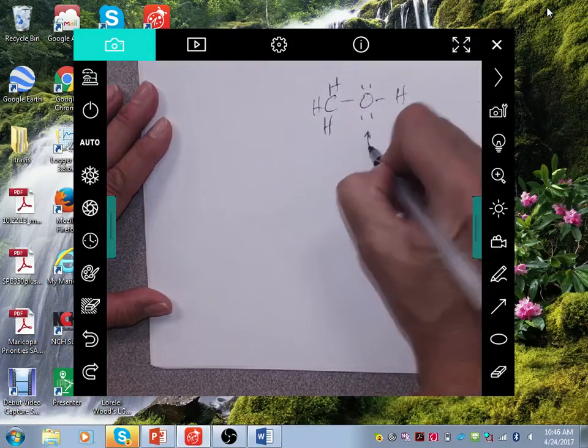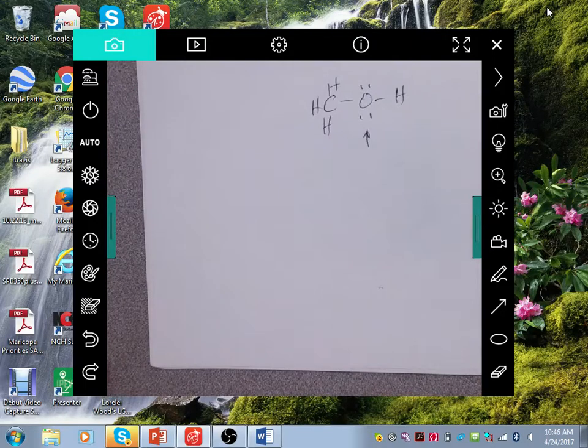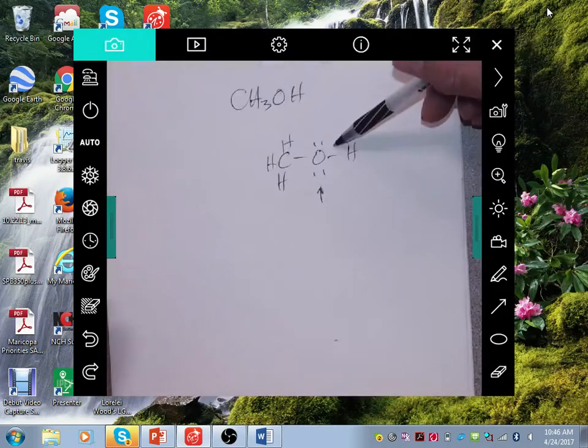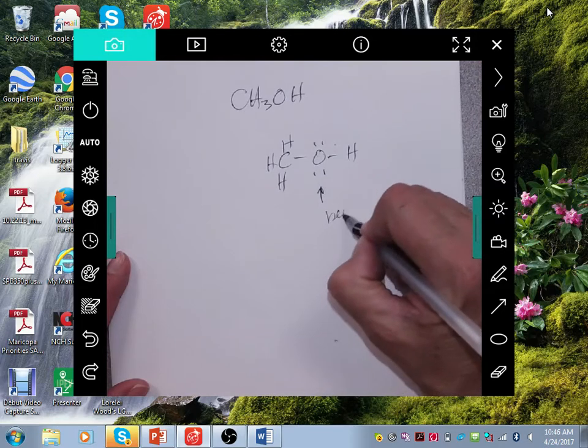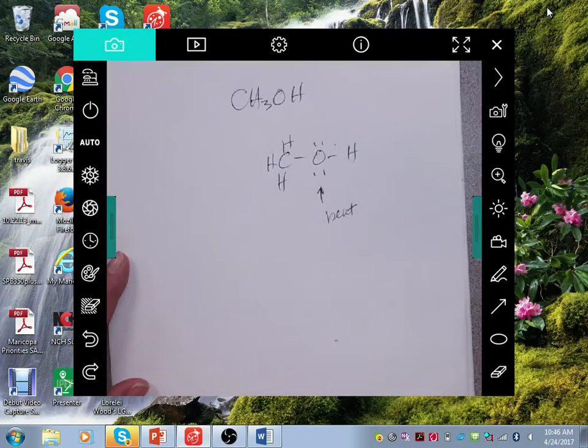So if we consider oxygen our central atom, what's the electron geometry around oxygen if it's the central atom? Tetrahedral. What's the molecular geometry? Bent. So would you say this is polar or not polar? It's definitely polar, okay. So if it's polar, what kind of intermolecular force might it have in it?